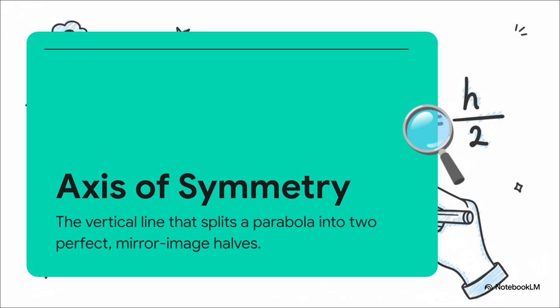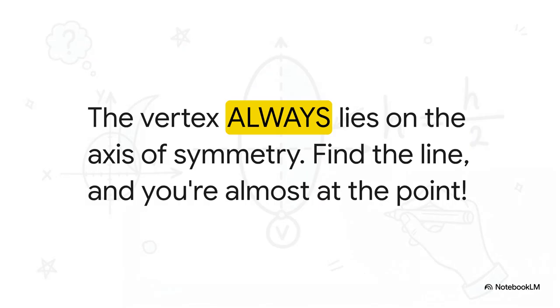Before we can find the vertex itself, we need to understand where it lives. And its home is something called the axis of symmetry. It's this perfectly straight vertical line that slices the parabola right down the middle, giving you a perfect mirror image on the left and the right. And here is the absolute key to everything. The vertex, that peak or valley we're looking for, isn't just floating around randomly. No way. It always sits right on that axis of symmetry. So think about what that means. If we can find that line, we're already halfway to finding our vertex.